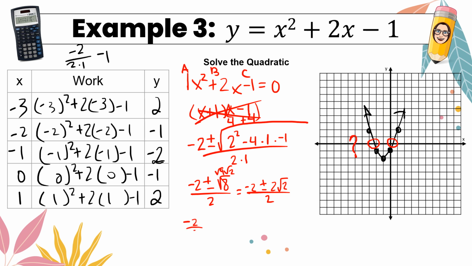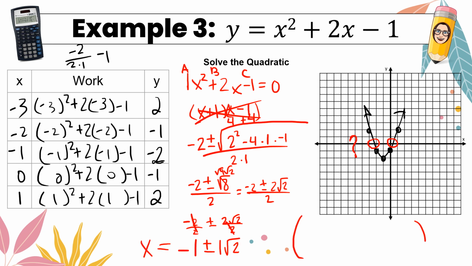I like to write each piece over its own denominator. That's in my previous video. Here's what we got: -1 plus or minus 1 square root of 2, because 1 and 1, yeah? That's my x equals. So how do I make sense of that on my graph?